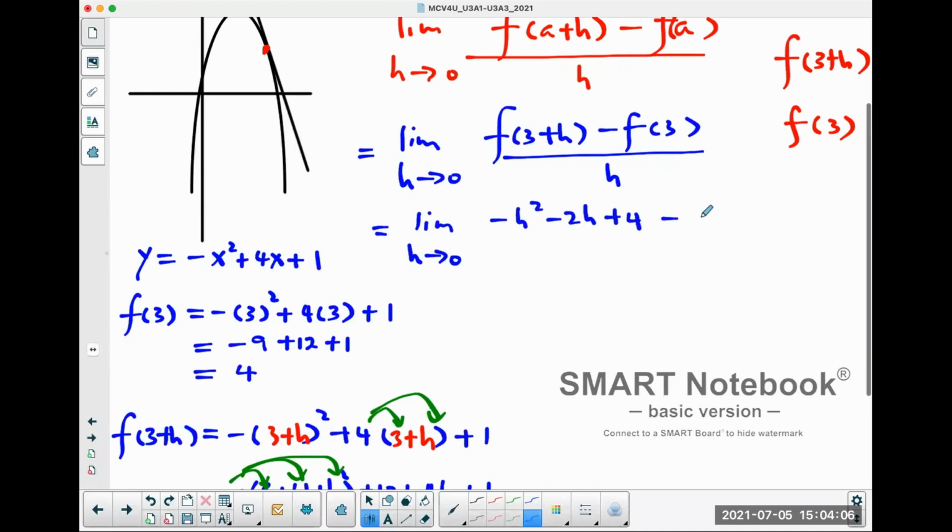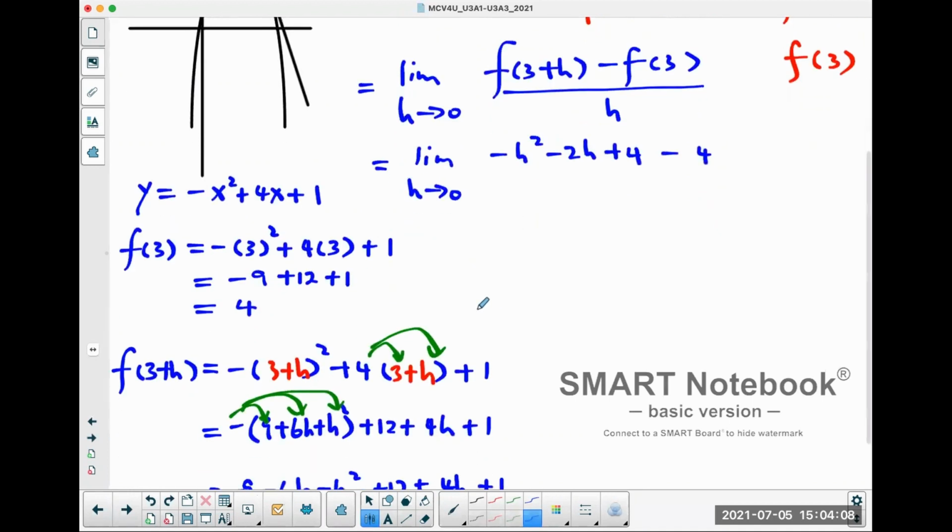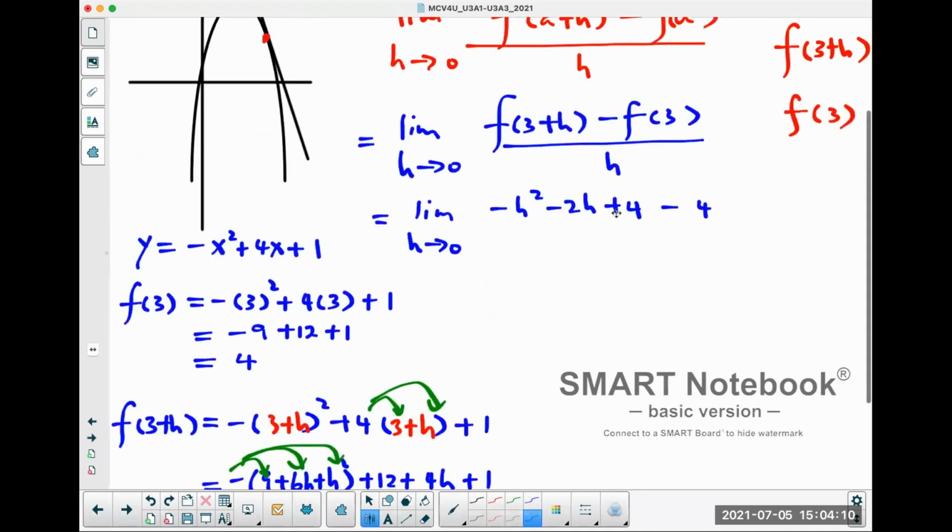Minus f at 3, which is 4. Remember, anything that does not contain the letter h will cancel out. See, they cancel out. And you need to divide by the letter h. Factor out the common factor of h.